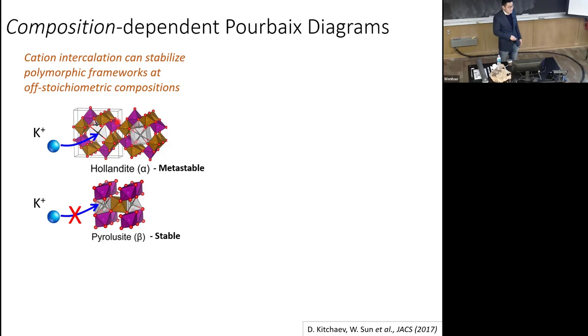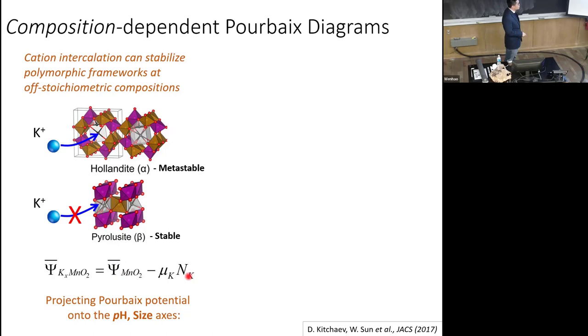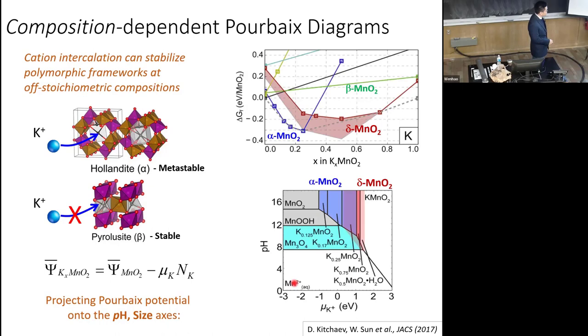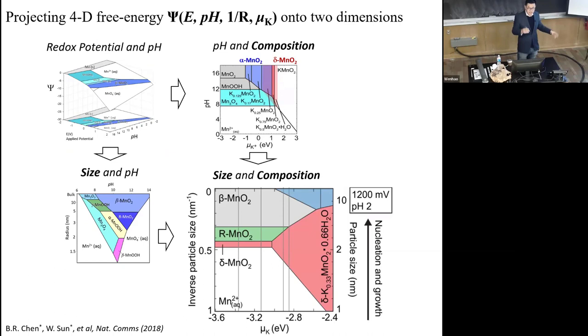And so we can make a new Legendre transformation of the Pourbaix free energy with respect to these two forms of chemical work. And you can make composition-dependent Pourbaix diagrams. These are Pourbaix diagrams where I'm putting it in a solution with an elevated potassium chemical potential. So I hope you're starting to see that we can have free energies that can be very high dimensional, right? This is a four dimensional free energy expression for Pourbaix stability. And we can project it onto various sets of two axes. We project it onto the conventional pH and redox potential, on pH and composition, on size and pH, or we can pick a single redox potential and pH and do size and composition.